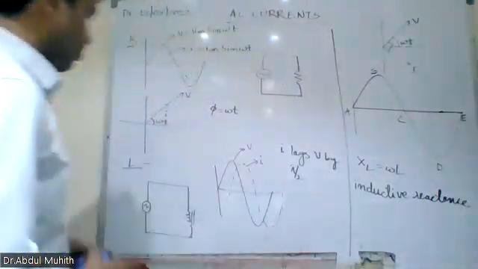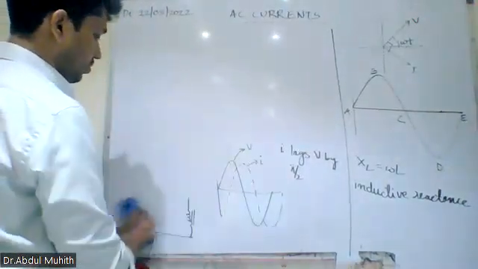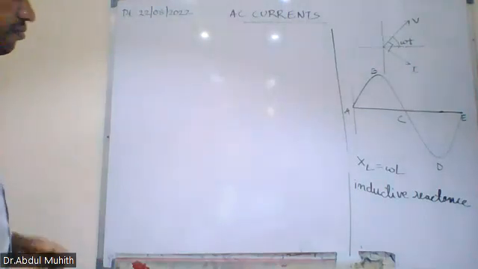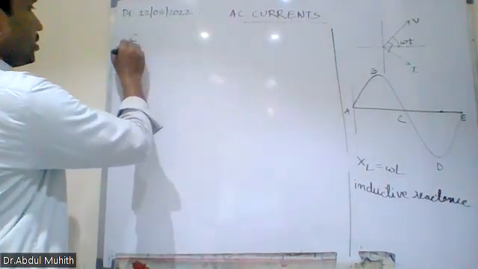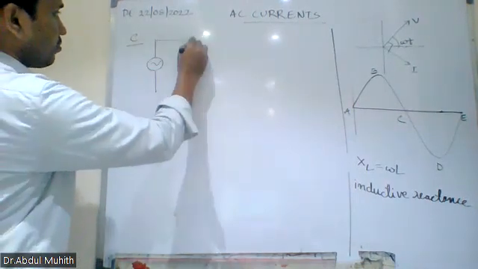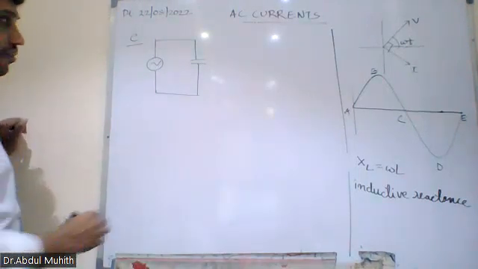The third one is a capacitor. So now, when the capacitor is connected in AC, what will happen? This is a capacitor in an AC circuit. So what will happen?